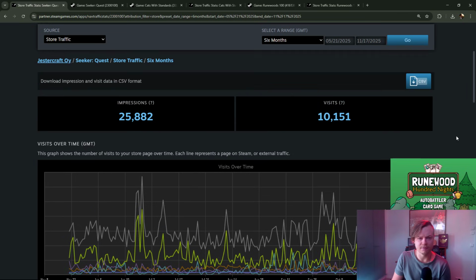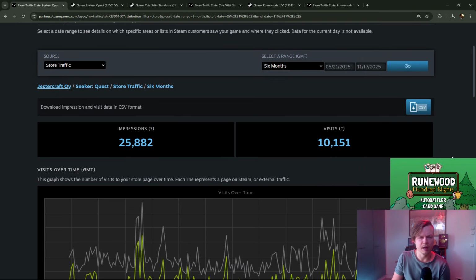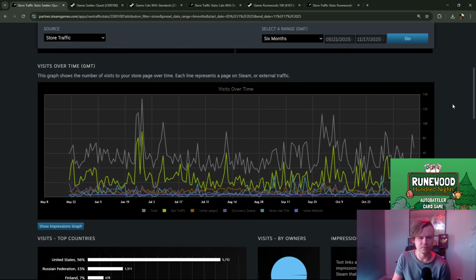So this is the data from Secret Quest, 6 months in total, and the date now is the 17th of November. Within that time, this is the store traffic: there have been 25,000 impressions and 10,000 visits, which is a rather big amount, but let's take a closer look. It's almost 50% visits from the impressions, so most likely it mostly came from somewhere else rather than from those impressions. The graph may look a little confusing at start, but let's try to look into that.